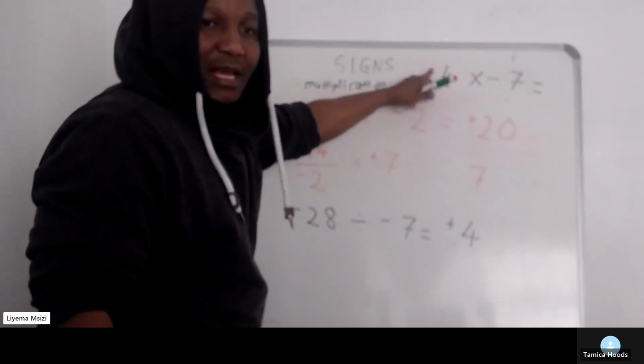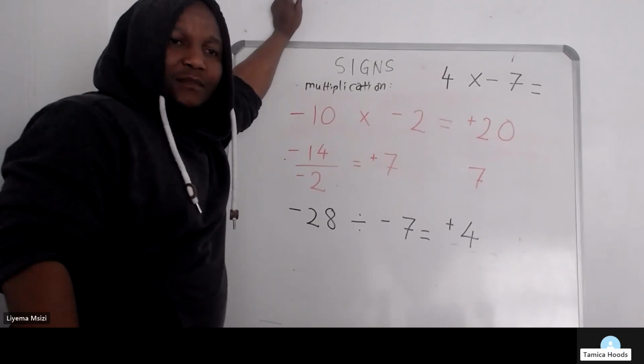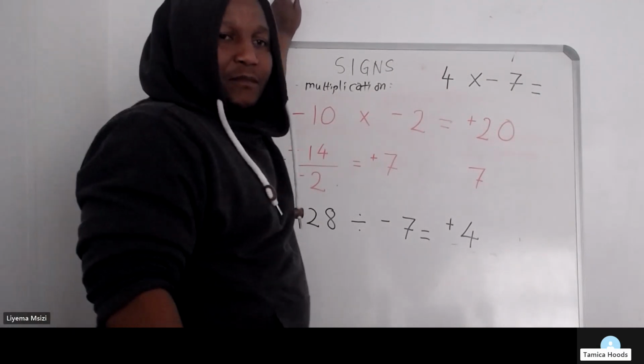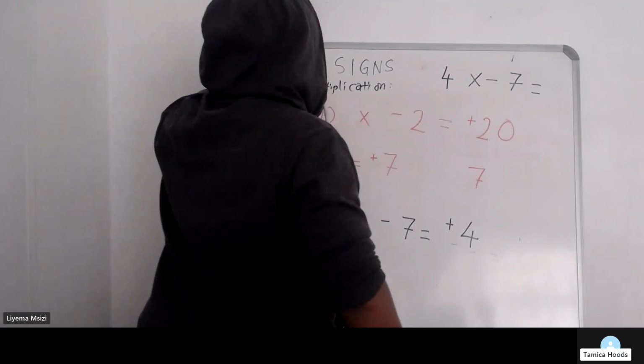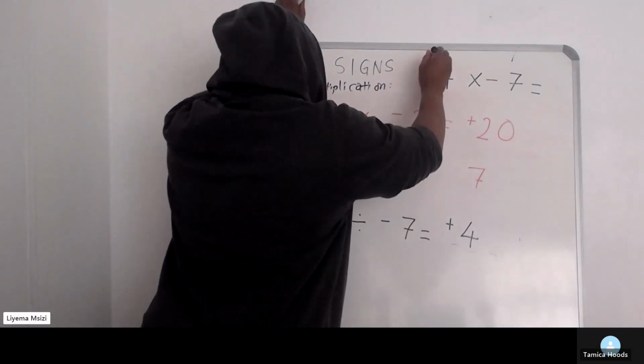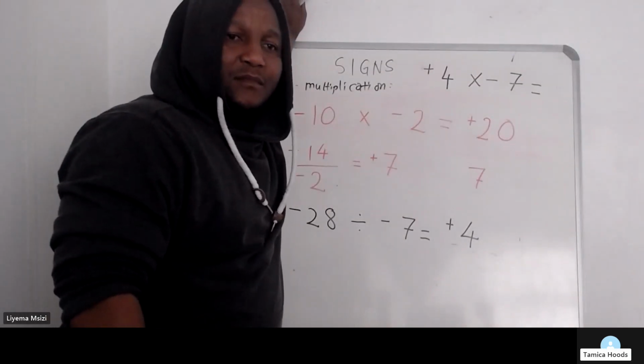So there's no sign here. You have to introduce the sign. Okay. So what we are going to do for this one, there is no sign. So that means we automatically have to know that it's a positive. It's positive. Yes. So then we're going to leave the signs.